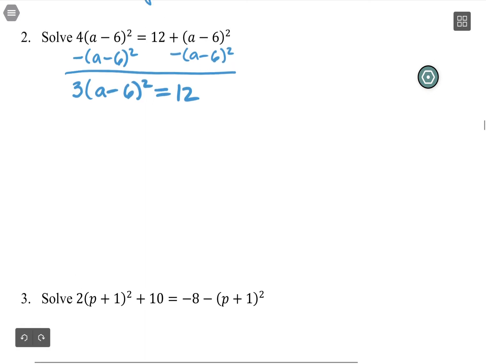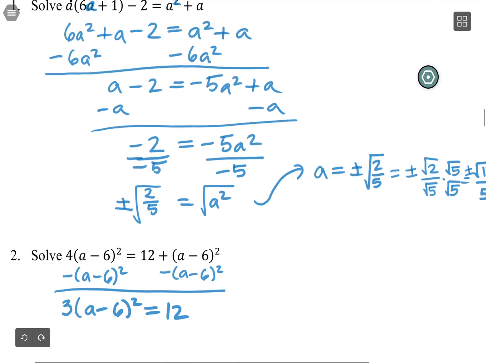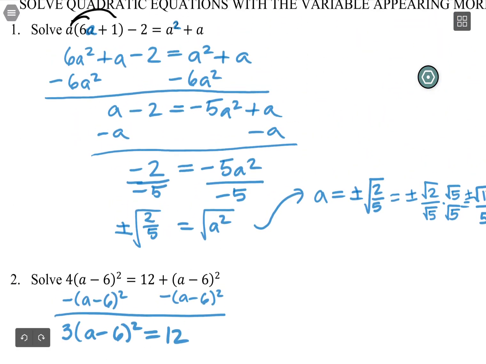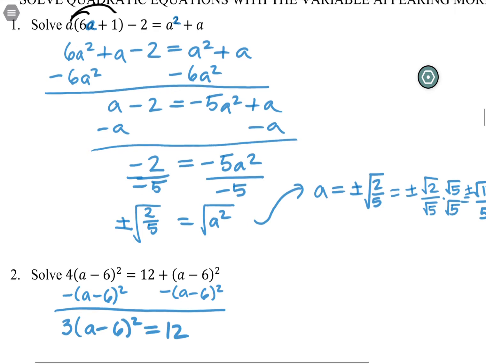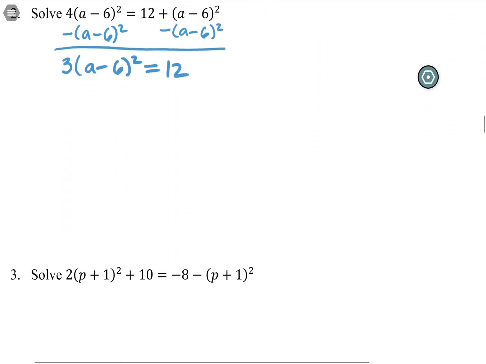So kind of like in the last one, we ended up with a squareds on both sides and we moved that over and combined. That's really the same thing we're doing here, even though it's an a minus 6 squared. Okay, so now what am I doing to a? I'm subtracting 6, I'm squaring, and then I'm multiplying by 3, which means I need to divide by 3. So a minus 6 squared is equal to 4.